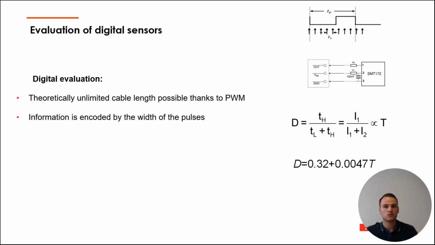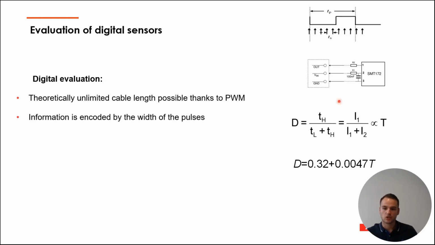But how exactly do you evaluate a duty cycle? The information is coded by the width of the pulse length in relation to the period duration. So if you take a look at the top right, you can see the period length, and inside the period length you have a specific amount of lows and highs. And the higher the amount of highs, the higher the temperature.